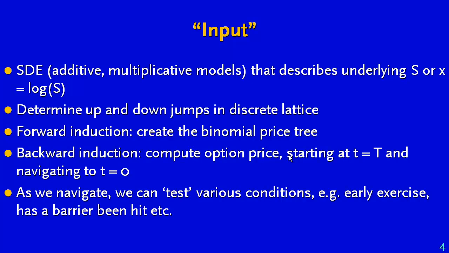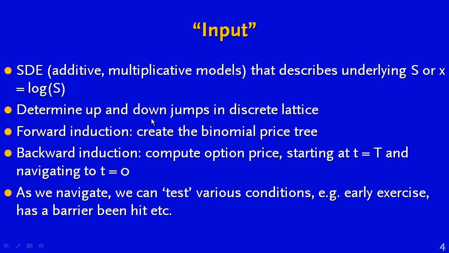So the input to the binomial method is the so-called, we need to describe the underlying stock, and there are two ways of doing it. It's mostly a stochastic differential equation in the so-called additive form or the multiplicative form. So basically the multiplicative form will be just in S, and the additive form you actually just change variables, and it makes this stochastic equation a bit easier.